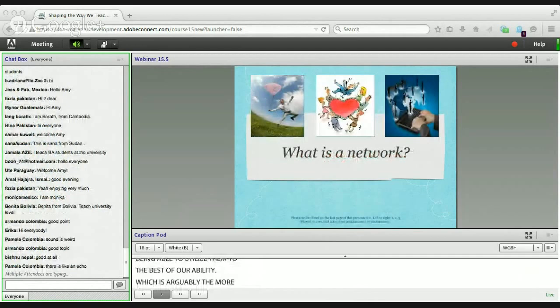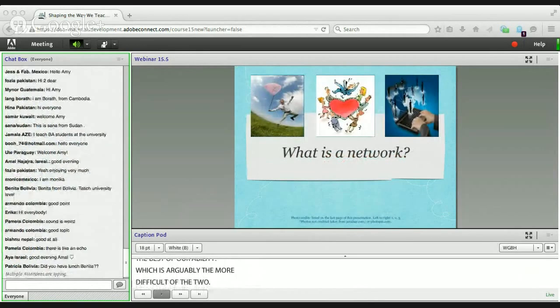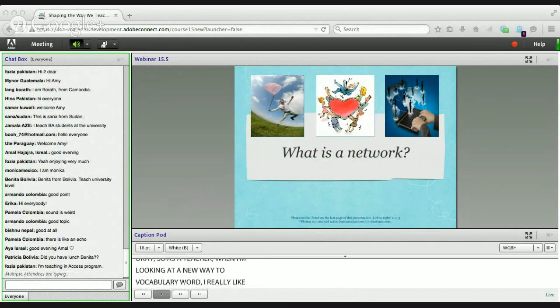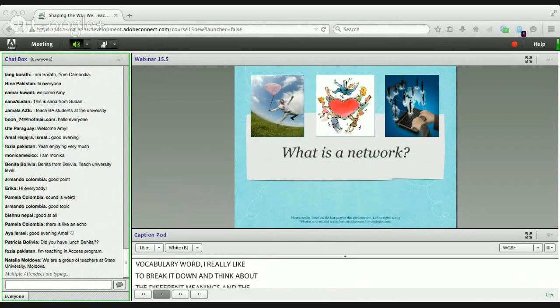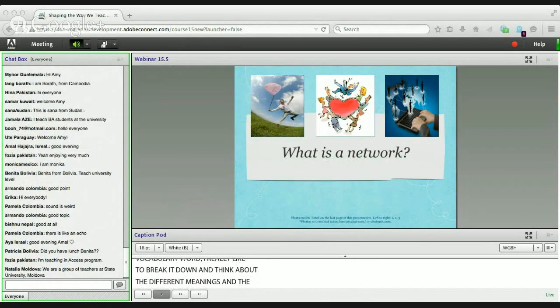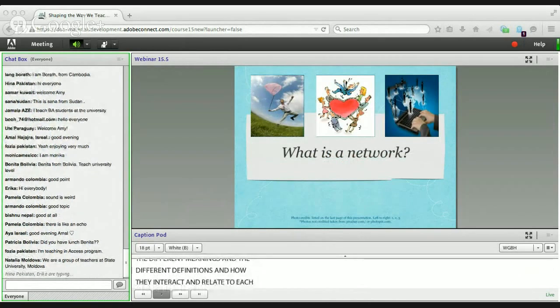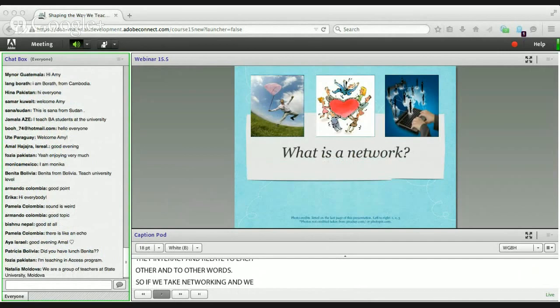Okay, so as a teacher, when I'm looking at a new word or vocabulary word, I really like to break it down and think about the different meanings and the different definitions and how they interact and relate to each other and to other words. So if we take networking and we make it network, we can determine, okay, this is both a noun and a verb. What does this mean?